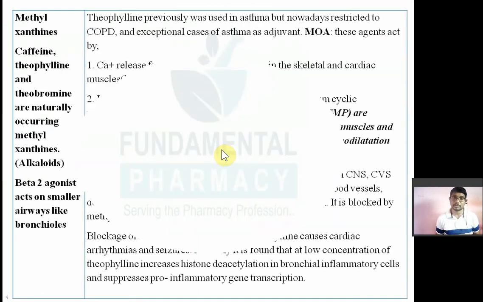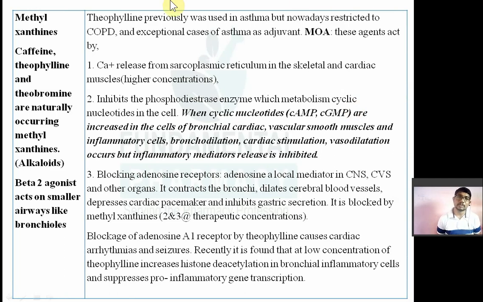Now next category of drug used in bronchial asthma is xanthine or methylxanthine derivatives. Caffeine, theophylline, theobromine, they all are xanthine derivatives, naturally occurring alkaloids. Theophylline is the most commonly used from this category. Theophylline previously was used in asthma, but nowadays it is restricted to COPD. Nowadays we do not use it much, only in some exceptional cases of asthma as an adjuvant. What is its mechanism of action? This is the mechanism of action.